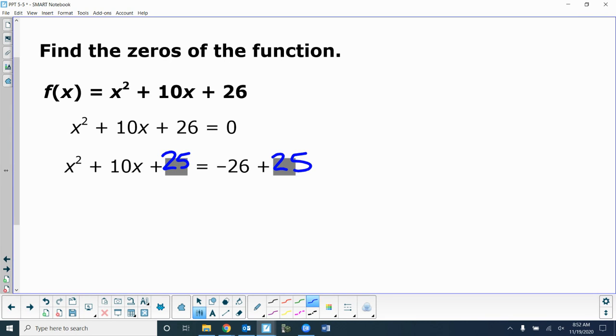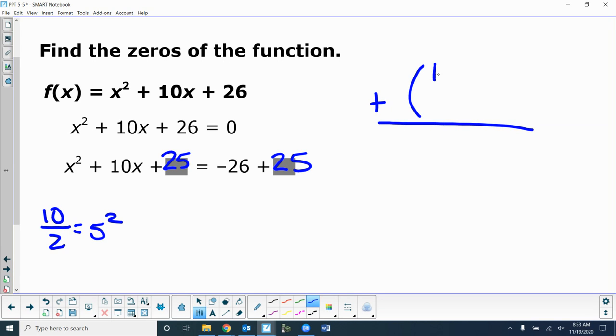Nicole and Evan, do you know why it's 25? Okay, here's what you do. You take this b value, the 10, divide it by 2, and then square it. That's how you get to 25. So what we learned is the blank, it's always plus the b value divided by 2 squared. That's how we got 25.